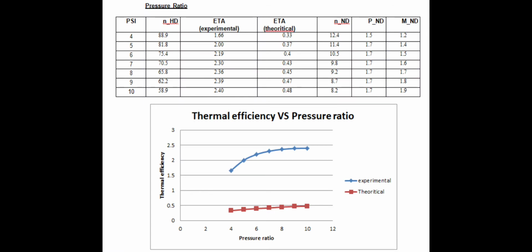Referring to graph 1, we can see that the thermal efficiency for the experimental value is higher than the theoretical value, and it is certain that the relationship between the thermal efficiency and pressure ratio is directly proportional. This occurs due to the abundant amount of gas being compressed in the compressor, and as the pressure increases, it allows more motion of the shaft. Therefore, there will be less loss, resulting in an increase of thermal efficiency.